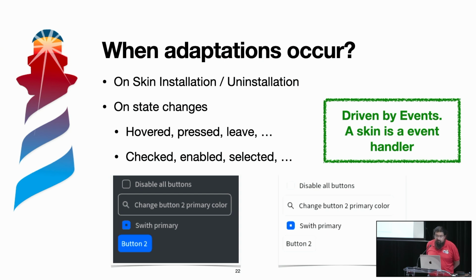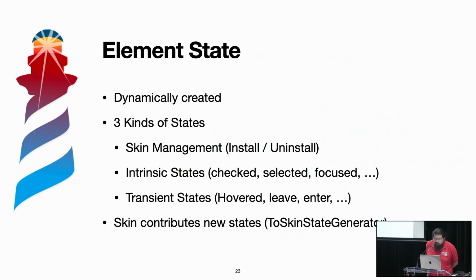These skins are driven by events. Basically, we can see the skin as an event handler that will react and reset the attributes that we want to change in that event. When we talk about the elements in a Toplo widget, we talk about three types of states. These states are created dynamically, so they can be enriched by the skin that we are using to have new events, new interactions with the user.